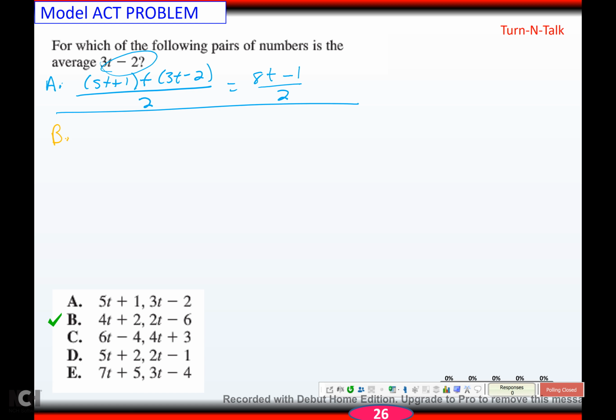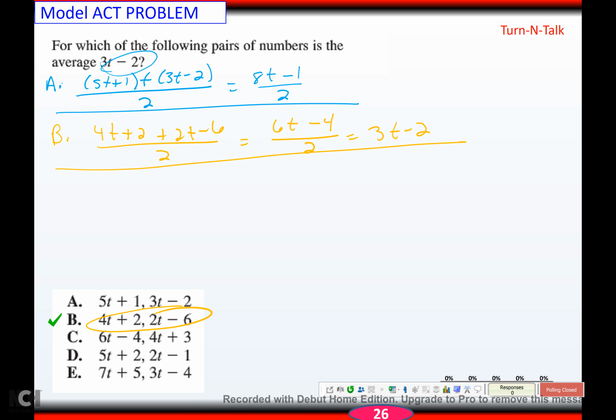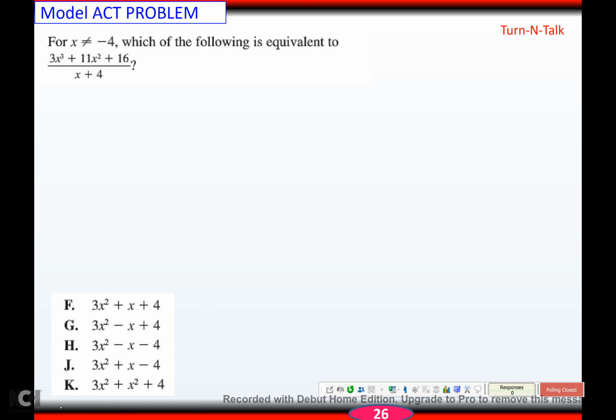B, I'm going to take 4t plus 2 plus 2t minus 6 and average it. 4t plus 2t is 6t. 2 minus 6 is negative 4. Divided by 2 is 3t minus 2. So B is the answer. And again, I wouldn't check the rest of them once you found it. Okay? But when you take an average, you add them up and divide by how many there are. Okay, once we got it, we don't have to check the rest.